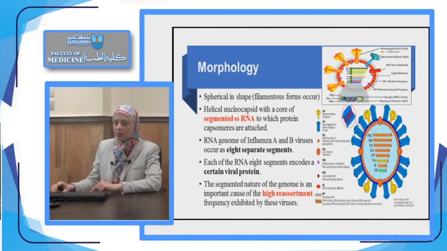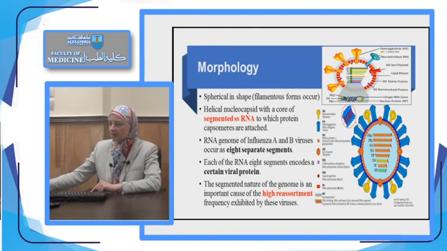The RNA genome of influenza A and B occurs as 8 separate segments. So the genome is not a single unit. It is divided into 8 segments, and each segment encodes a certain viral protein. As we see here, let's have a quick overview of the genome of influenza.